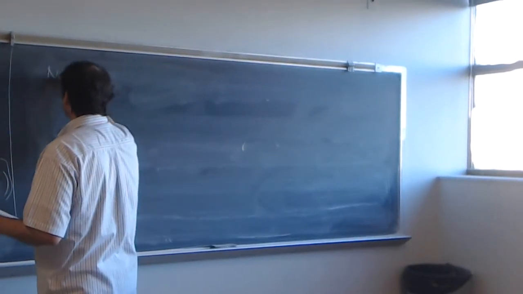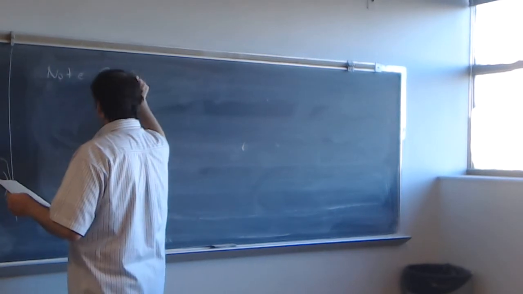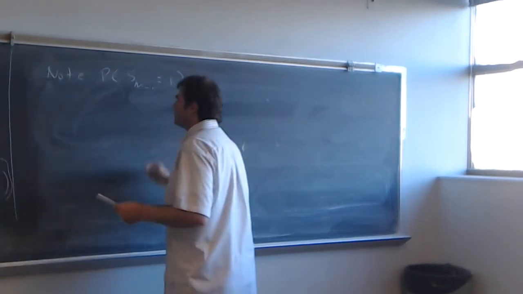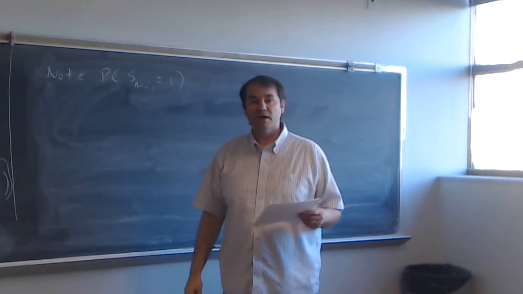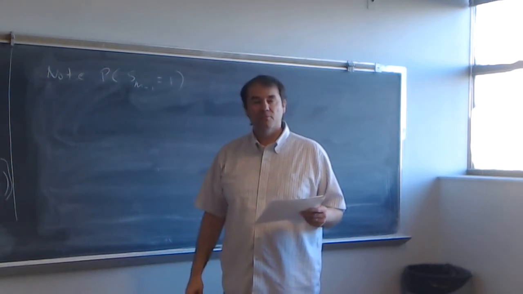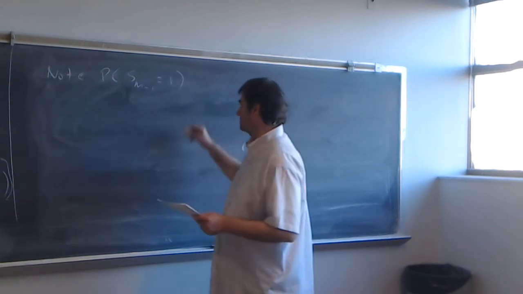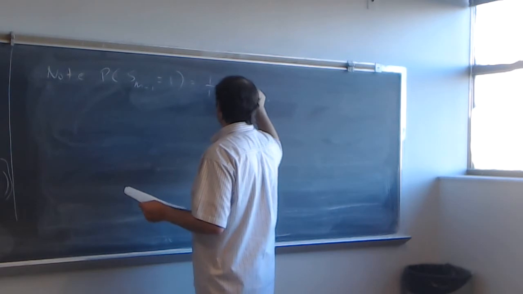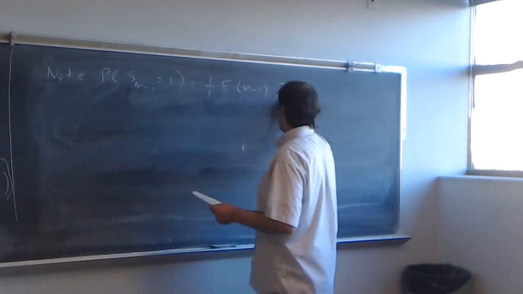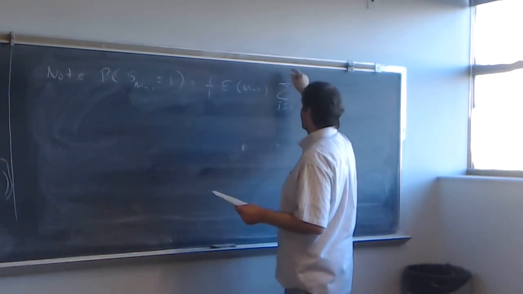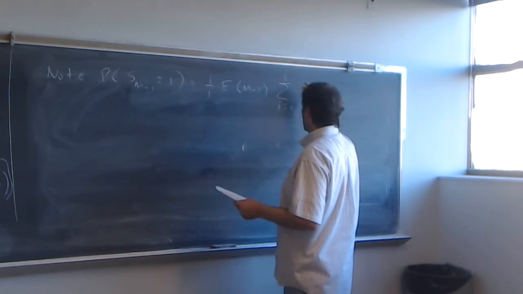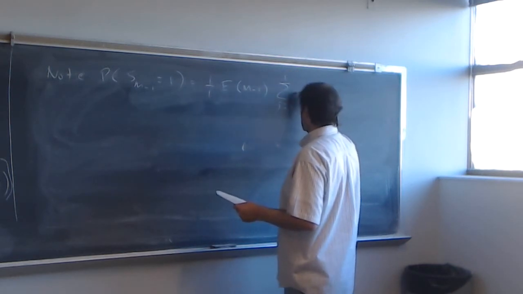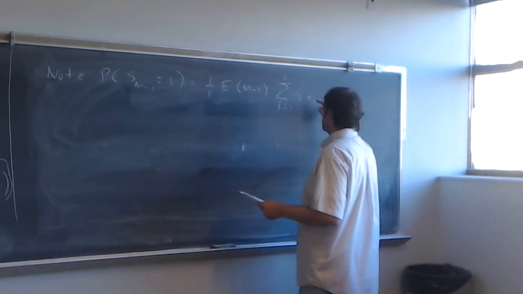So note the probability that S of m minus 1 equals 1. Well, we have to use the corollary to the compound random variable identity. And this will be 1 over k, so it's 1 over 1, the expected value of m minus 1, times the sum, where j runs from 1 to whatever k is, that's 1. Then it would be j times alpha sub j.